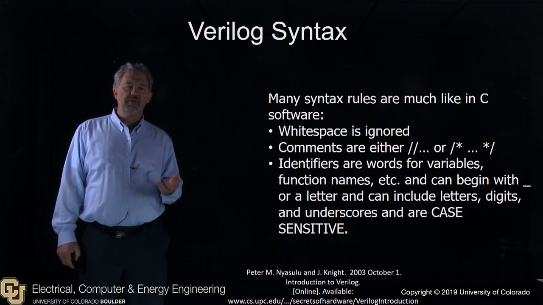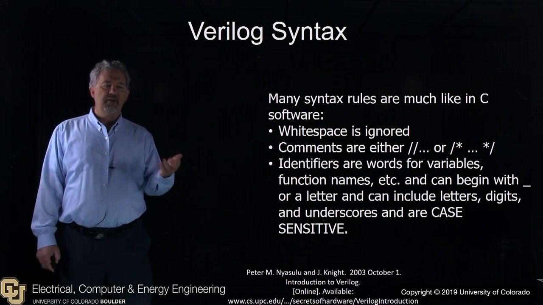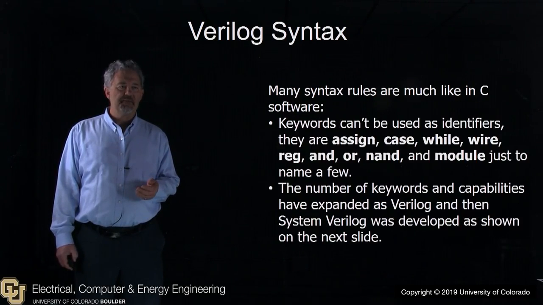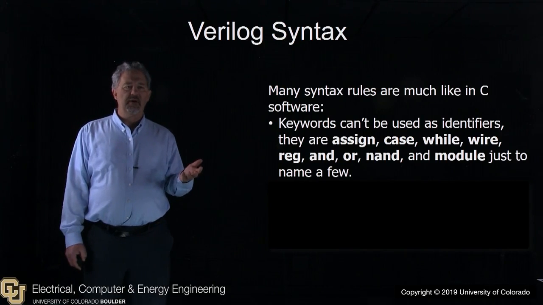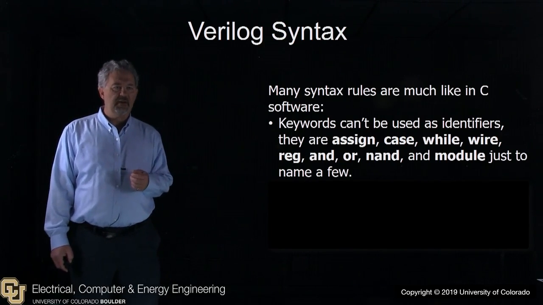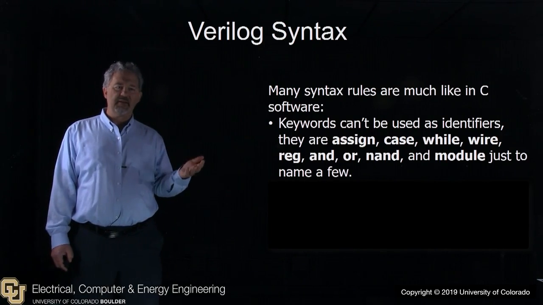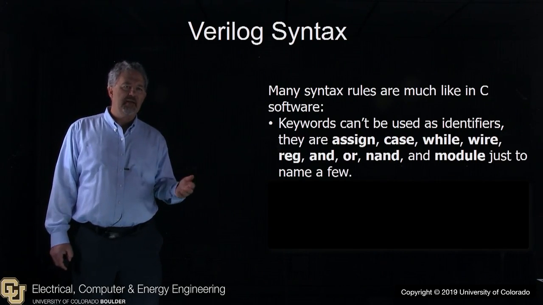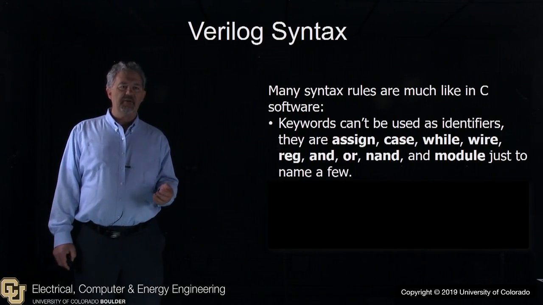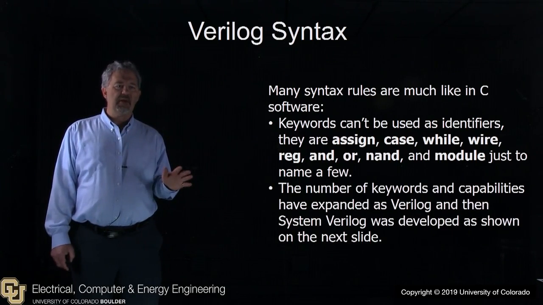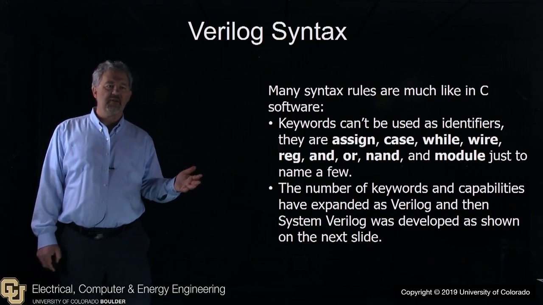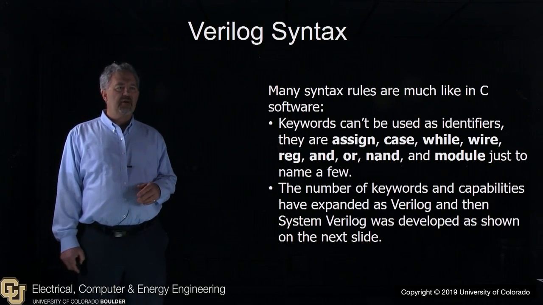It's important to choose distinctive identifiers so that your code will be as self-documenting as possible. Keywords can't be used as identifiers, and some of the keywords you'll see are things like assign, case, while, wire, reg, and, or, and module, just to name a few. The number of keywords and capabilities have expanded as Verilog and then System Verilog was developed, as shown on the next slide.